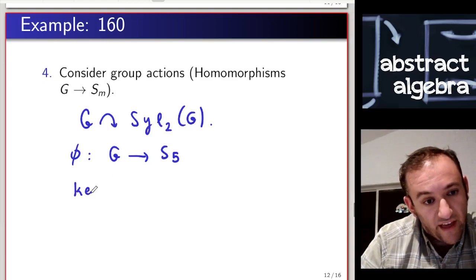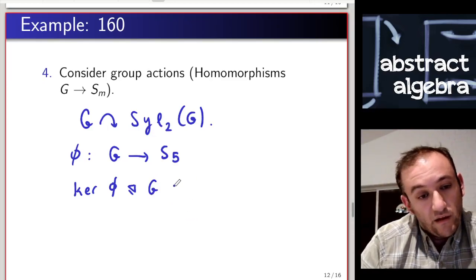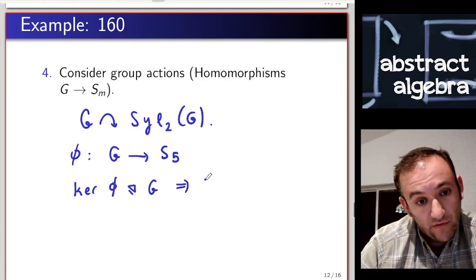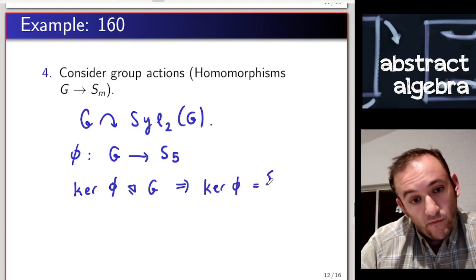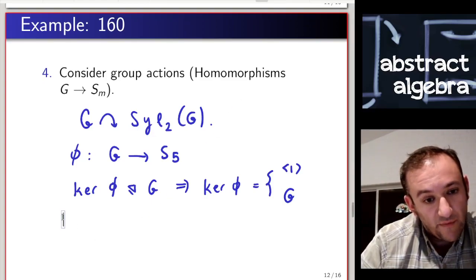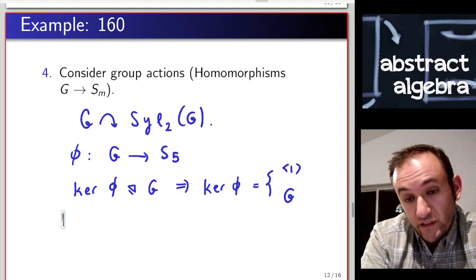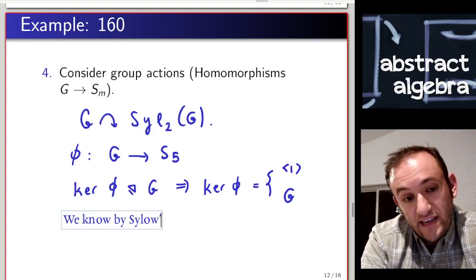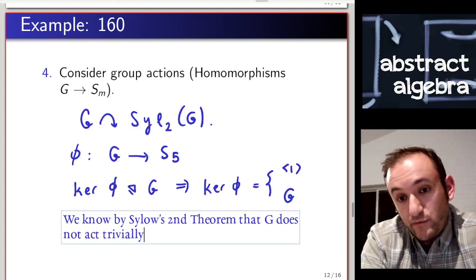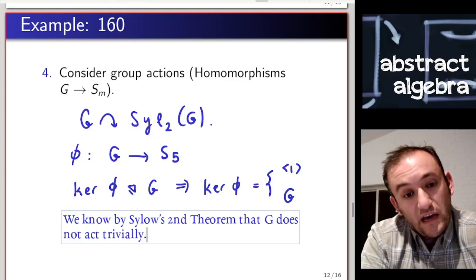And now we want to consider what the kernel of that homomorphism could be. Well, we know that the kernel of any homomorphism is a normal subgroup of your group, and because G is supposed to be simple, it only has 2 normal subgroups, the identity and the full group. Okay, so this could be the trivial subgroup or the full subgroup. But we know it's not going to be the full subgroup, because if it were the full group, then G would be acting trivially. Okay, so we know by Sylow's second theorem that G does not act trivially, because you're able to conjugate any subgroup into any other subgroup. So that tells us that the kernel must be the identity.